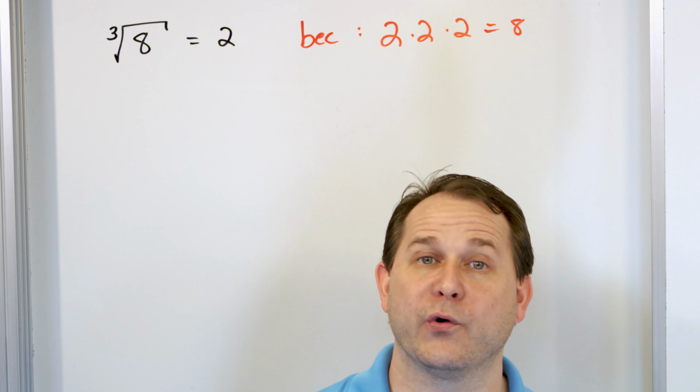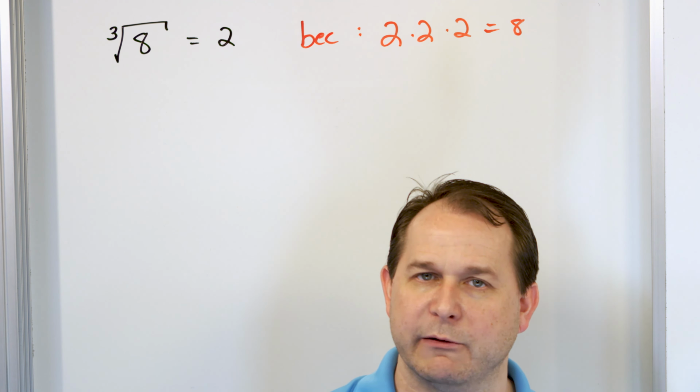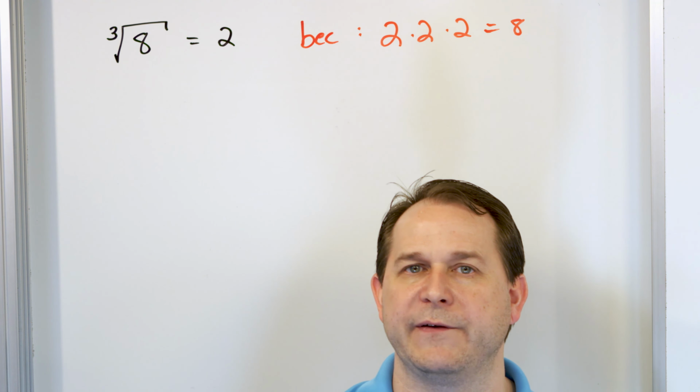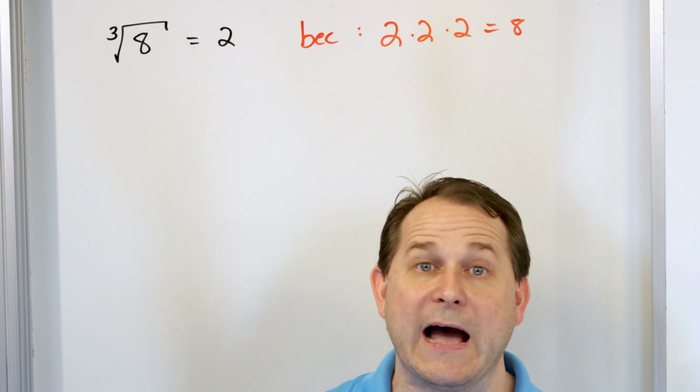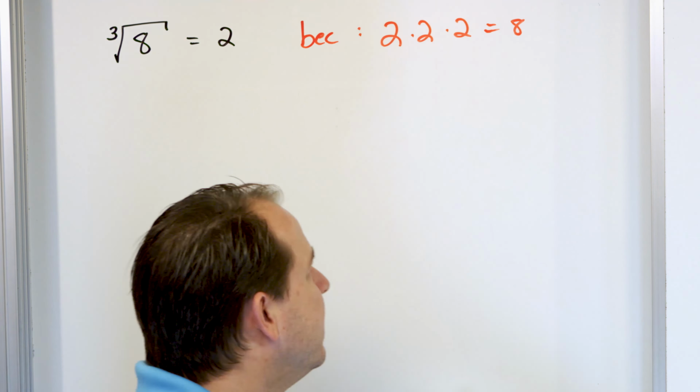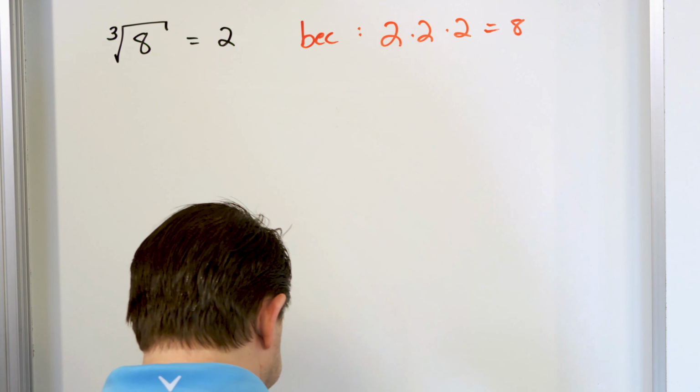And likewise with 4th roots, you're trying to find a number that multiplies by itself 4 times to give you the number. If you had a 5th root, you should be trying to figure out what is the number that multiplies by itself 1, 2, 3, 4, 5 times to give me the number back. The answer is 2 because 2 times 2 times 2 is 8.